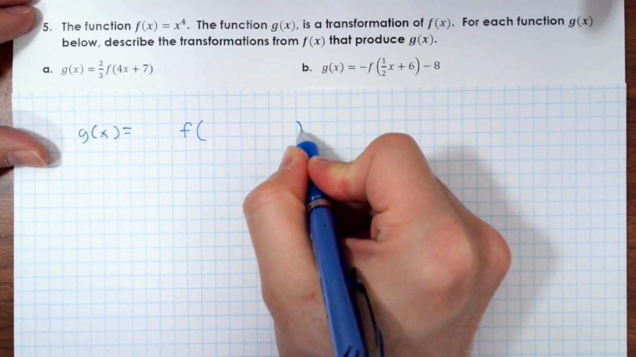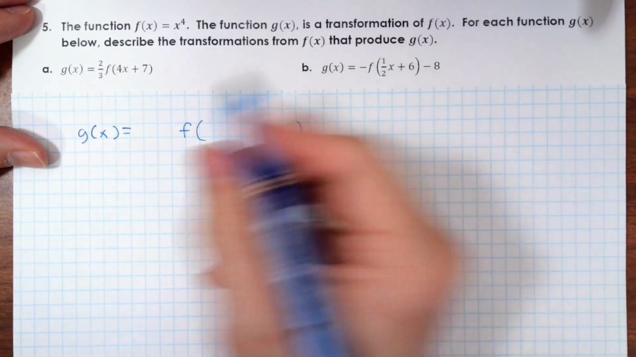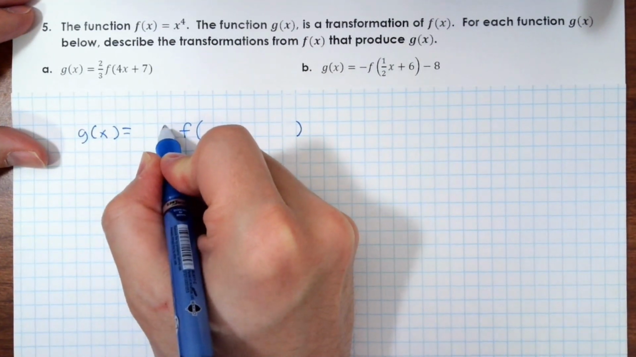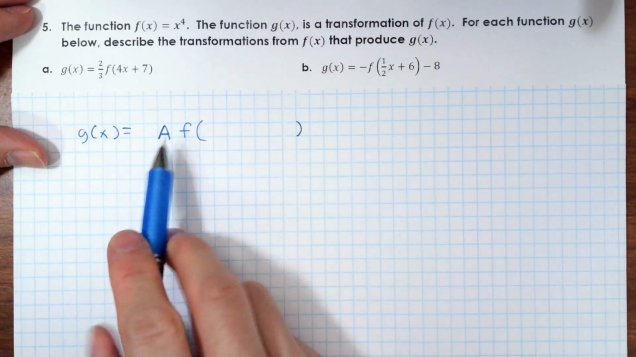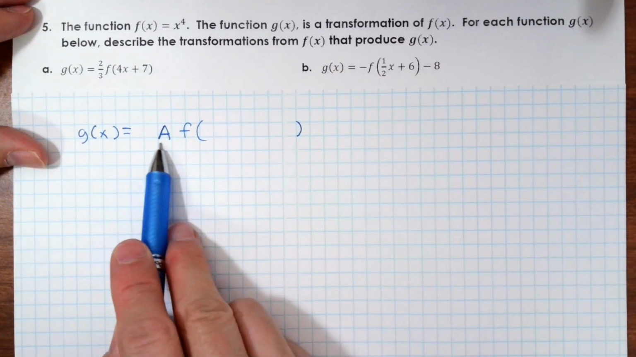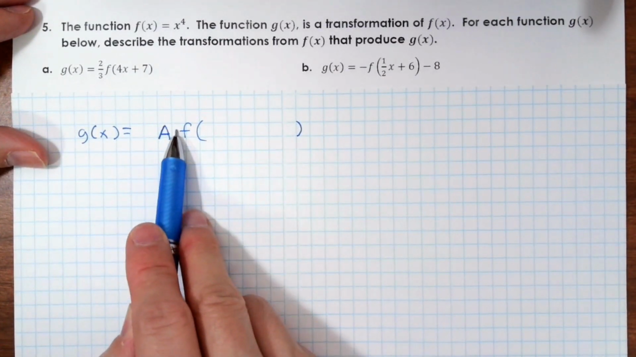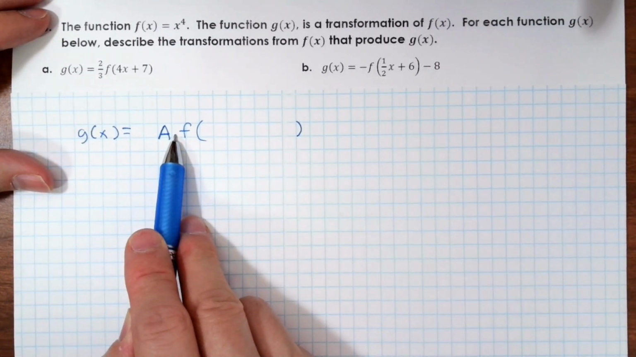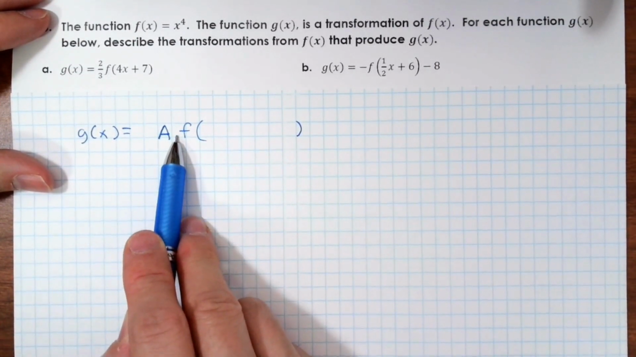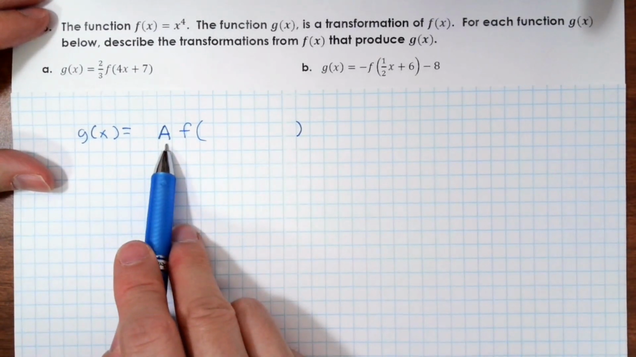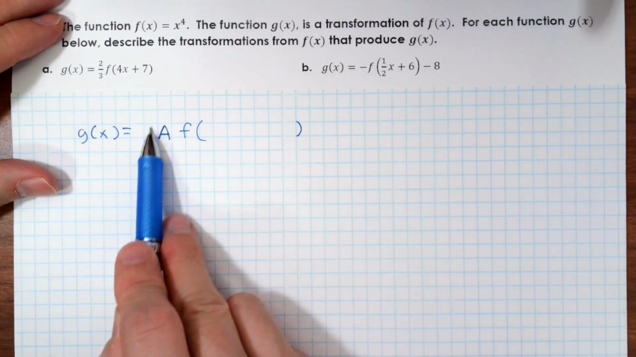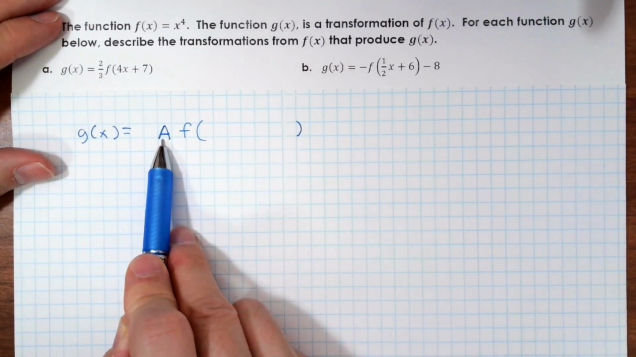You can use a lot of different letters for this, but I'm going to use A. If A is negative, we get a reflection across the x-axis. If A has an absolute value larger than 1, we get a vertical stretch. If A has an absolute value between 0 and 1, we get a vertical compression. So there's a lot of information that can be contained in whatever the coefficient is here.